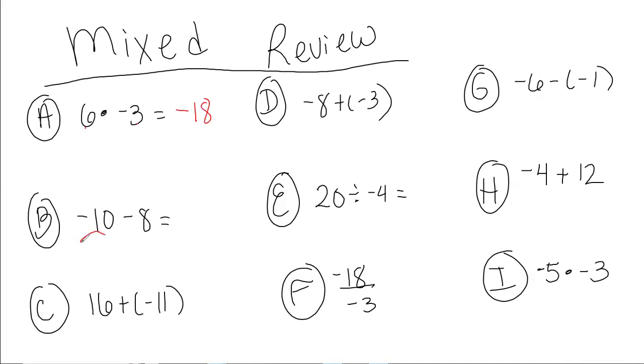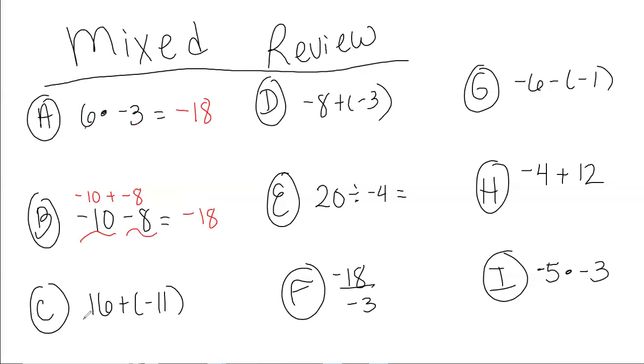B, you owe me 10, you owe me 8, you owe me 18. Or you could think of it this way. You owe me 10 plus you have a debt of 8. So altogether, your debts come out to 18. On the number line, you're at negative 10, and then you go left another 8. You would end up at negative 18.